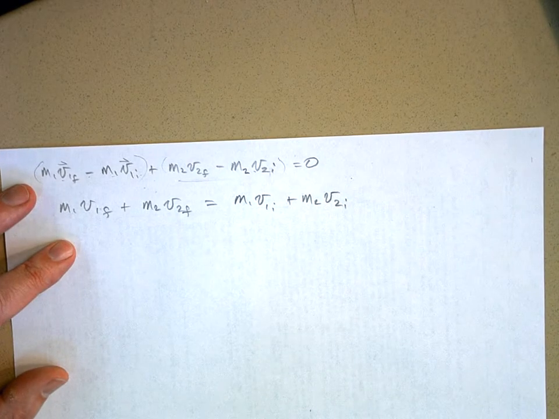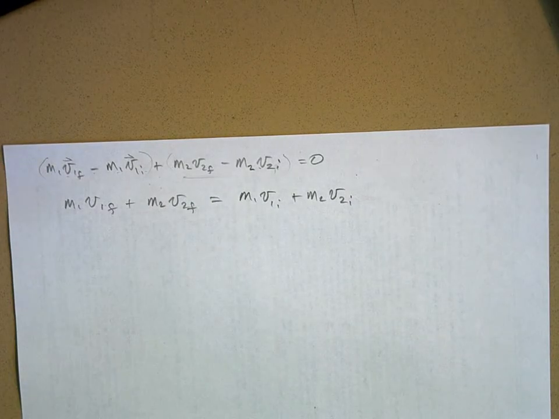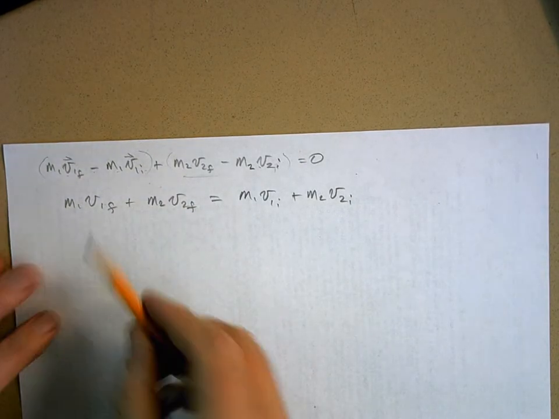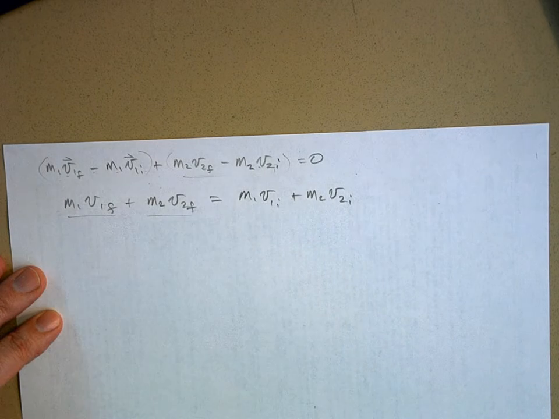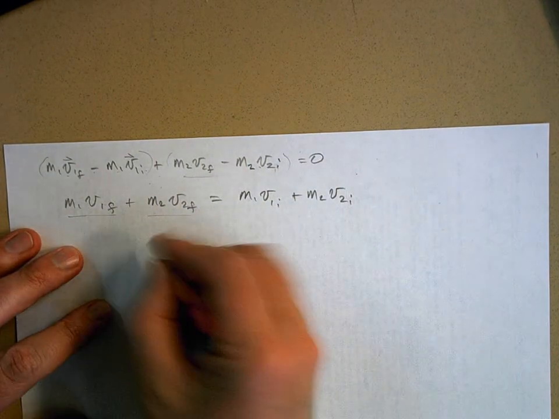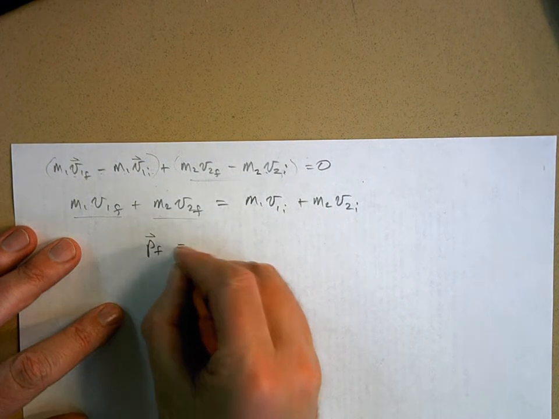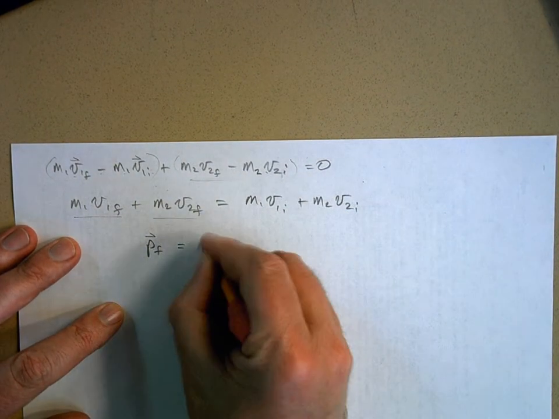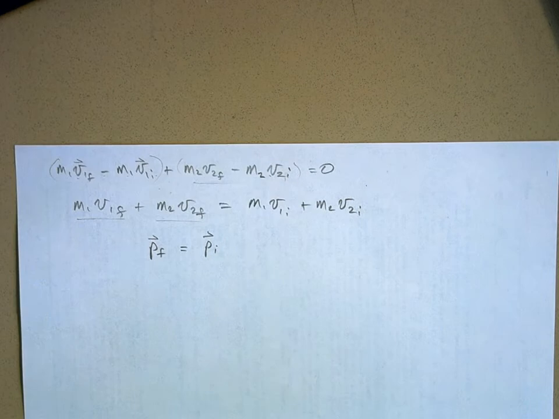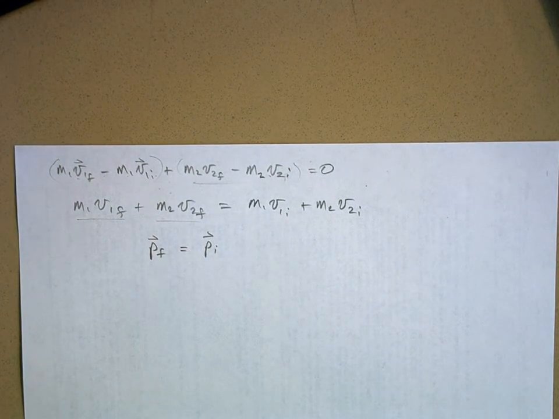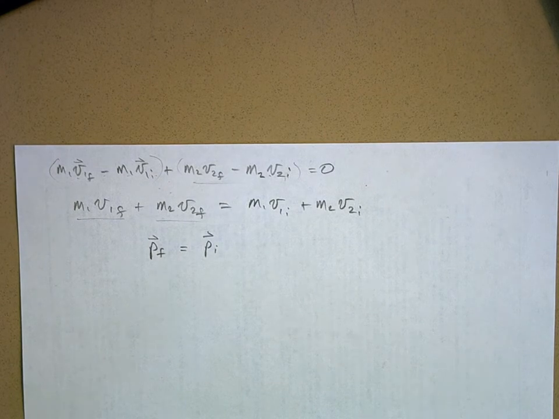Well, if those two objects are my whole system, when I add the momentum of object 1 plus the momentum of object 2, that's my total final momentum of my whole system. And that's going to be equal to my total initial momentum of my system. In other words, when two objects collide, they conserve momentum. The initial momentum of the system is equal to the final momentum of the system, just before and just after a collision. And I have an example of that.